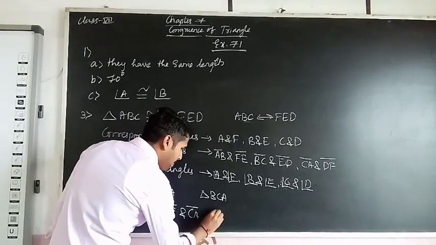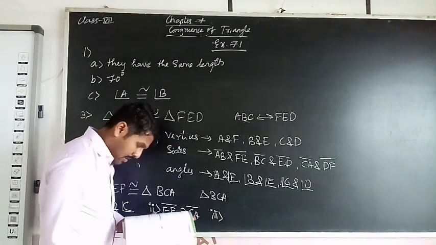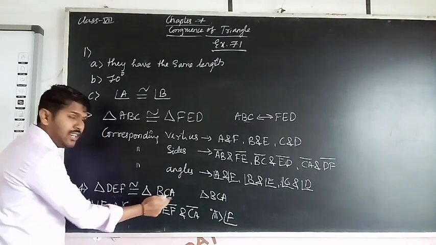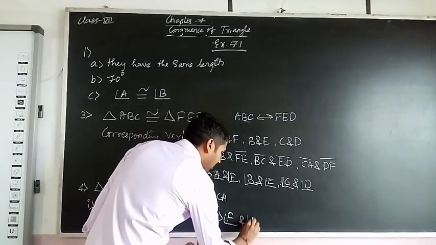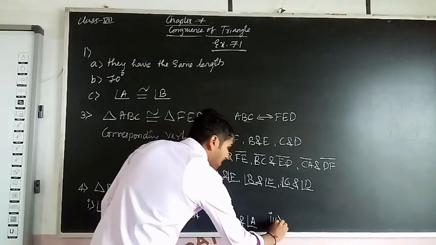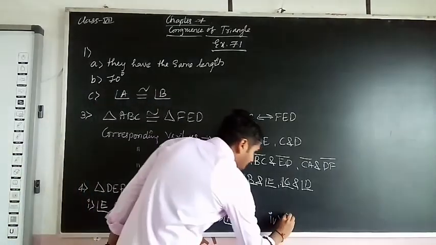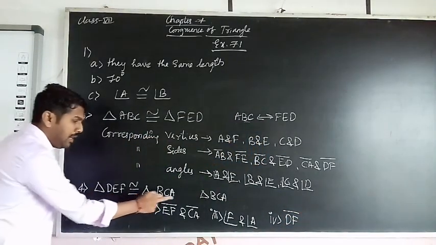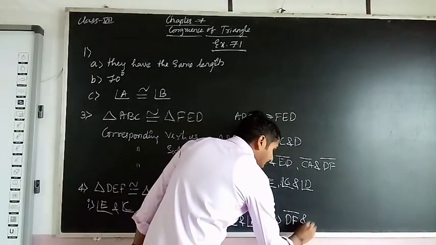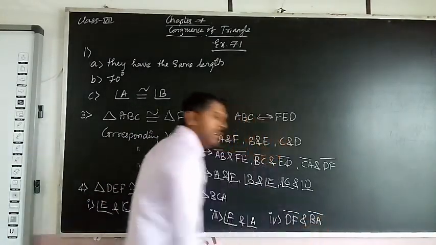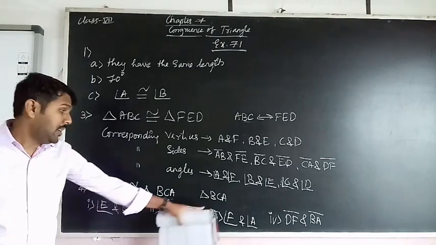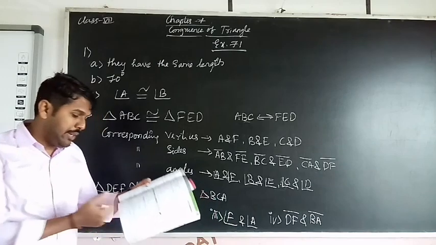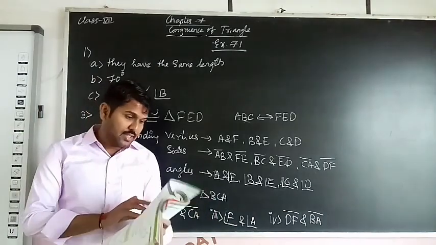Next, angle F. F is at the last, that means angle A. And the last one, DF. See here, DF means BA. That's very easy. These are the corresponding parts of triangle BCA. You should write the corresponding parts of triangle BCA. So this finishes exercise 7.1.